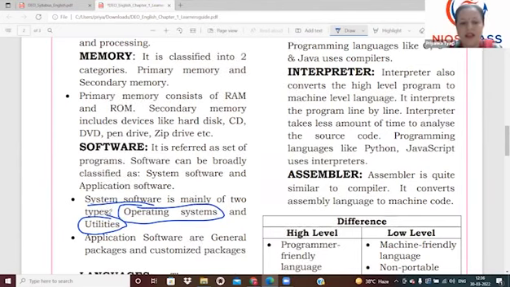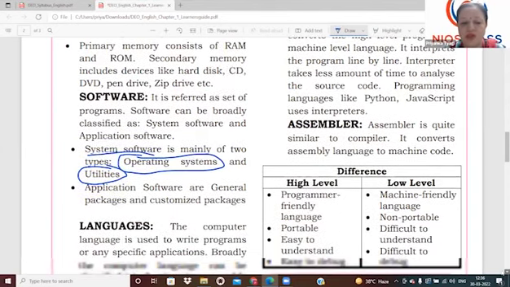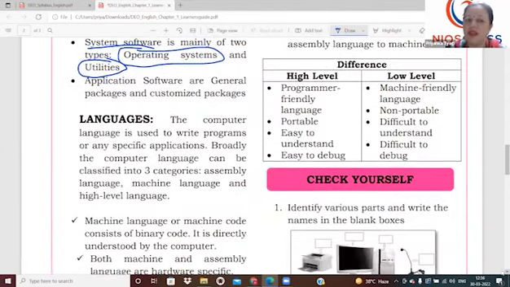Okay, now next is application software. Application software comprises two types. One is general packages, and second is customized packages. Now, what are general packages? General packages are the software which is used for general purposes.